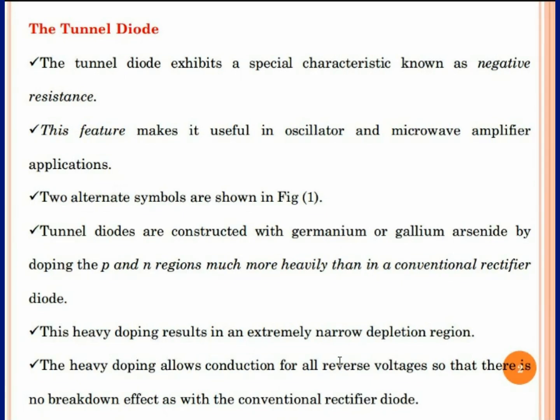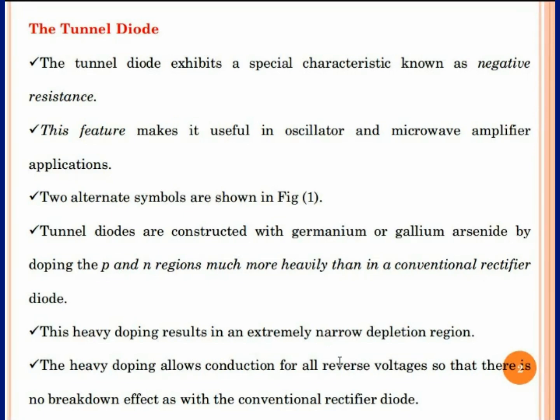Since we have a huge number of electrons in the N type and holes in the P type, the recombination process or the depletion region formation in the heavily doped system will be narrow, because we have many more free charge carriers, the electrons in the N type and the holes in the P type region. Therefore, the ionic cores forming the depletion region width will be very narrow. So the heavy doping allows conduction for all reverse voltage, so that there is no breakdown effect as in conventional rectifier diodes. So in heavily doped systems, what happens? It allows conduction for all reverse voltage, so that there is no breakdown effect.